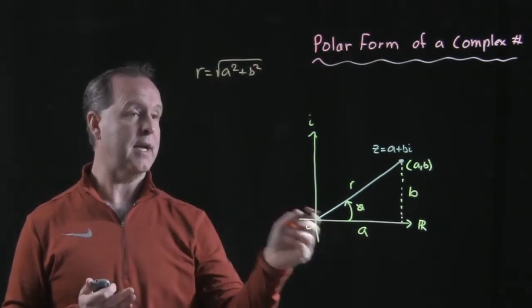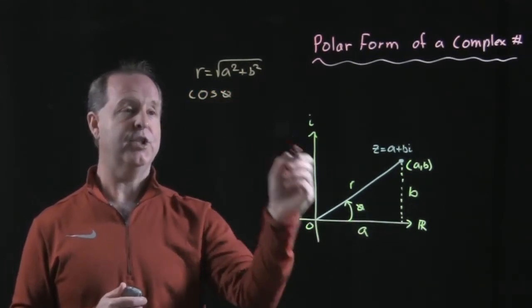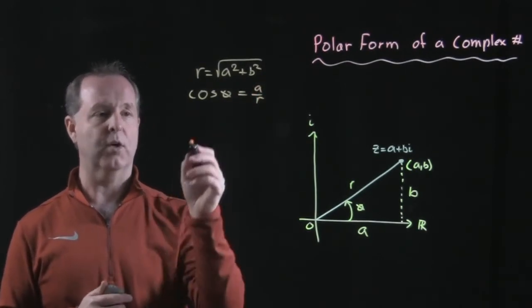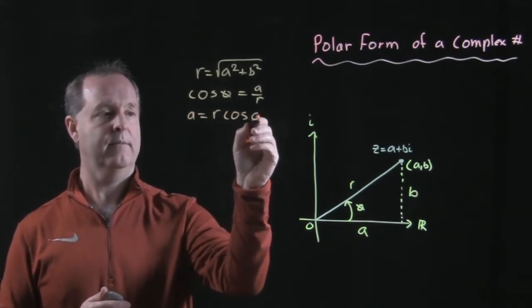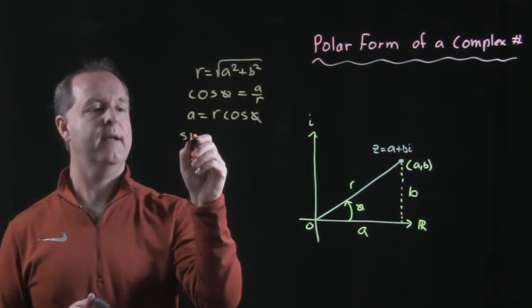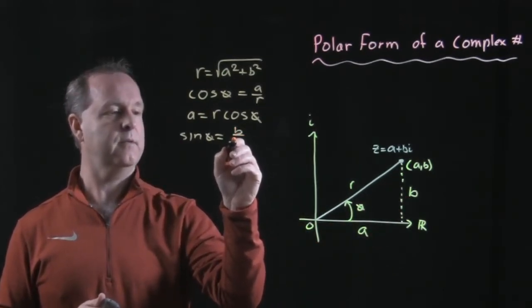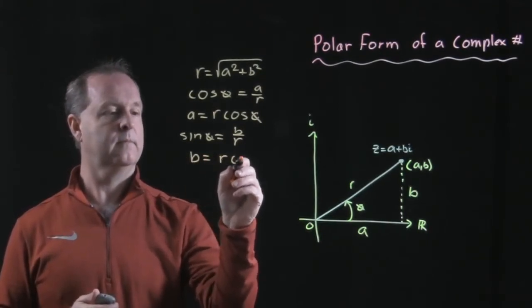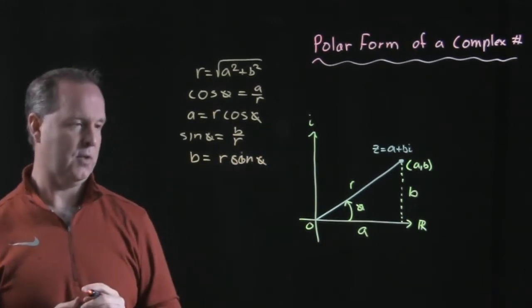I know that I have a cosine function embedded in here. So the cosine of theta is my adjacent over my hypotenuse. And I can rewrite that in terms of a. So that would be a equals r cosine theta. I can do that for sine theta as well. So let's try that. Sine of theta equals my opposite over my hypotenuse. And also, let's solve that for b. If I can spell sine theta, unlike cosine theta.